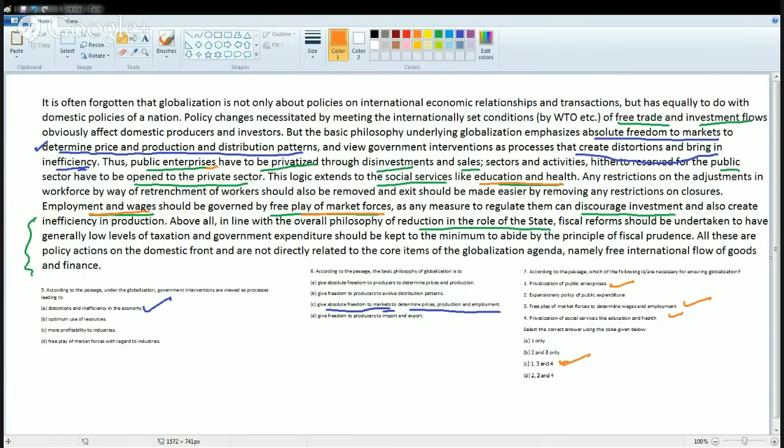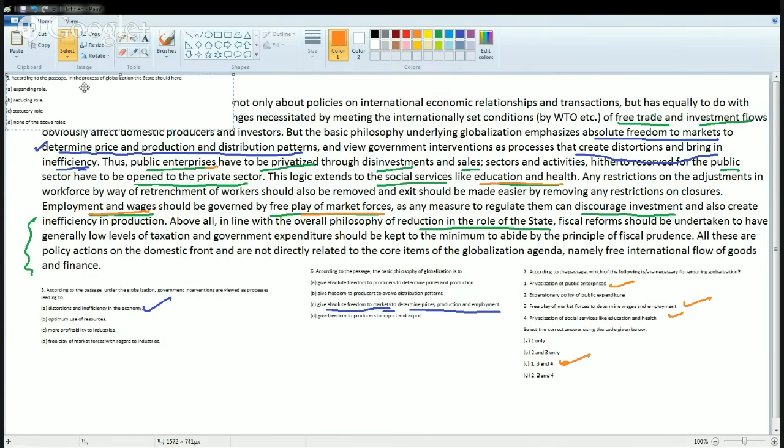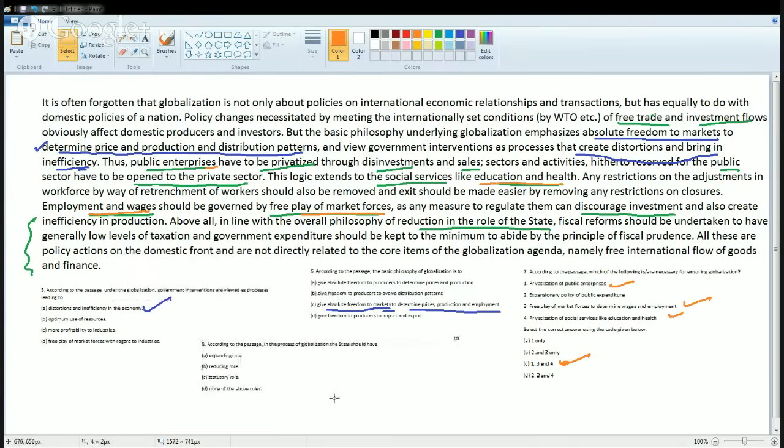And the last question here based on this passage is, in the process of globalization, the state should have a... It's clearly mentioned that the overall philosophy is a philosophy of reduction in the role of the state. So the state should have a reducing role. That is the correct answer here.